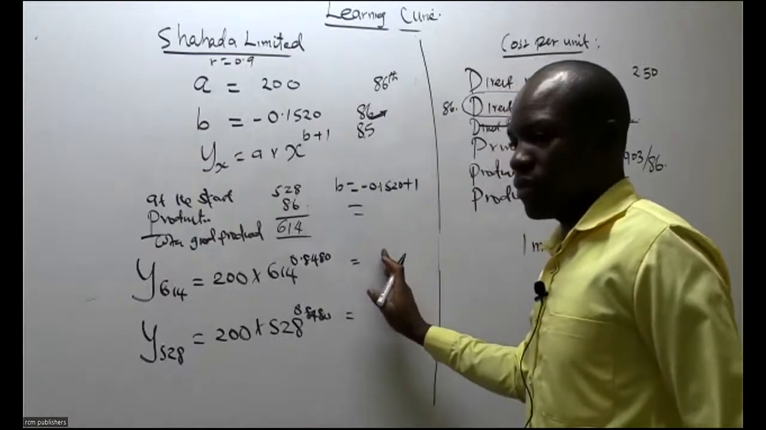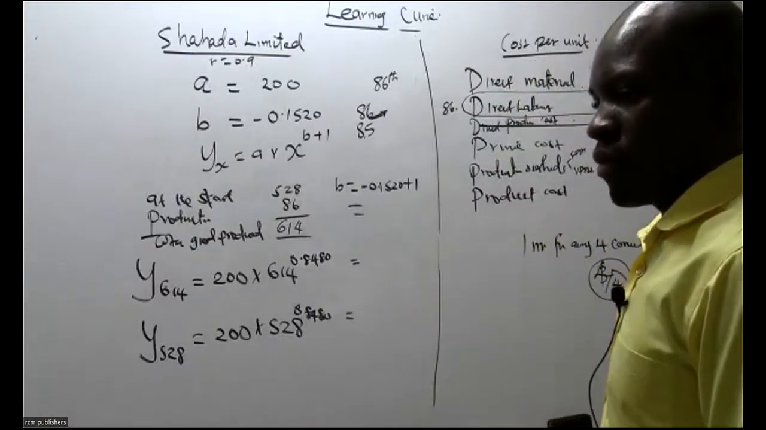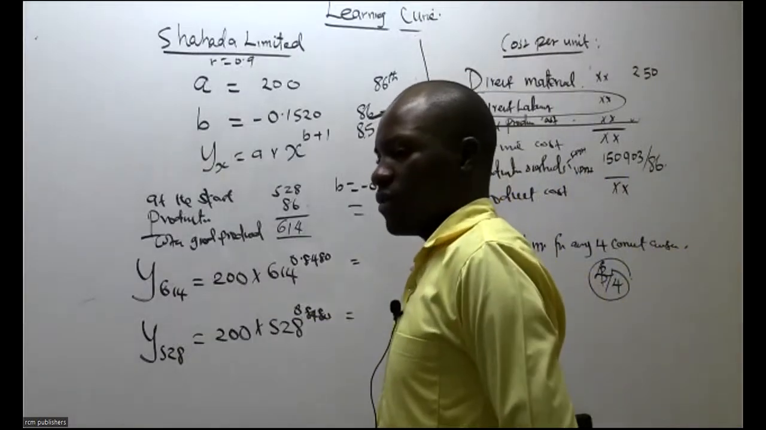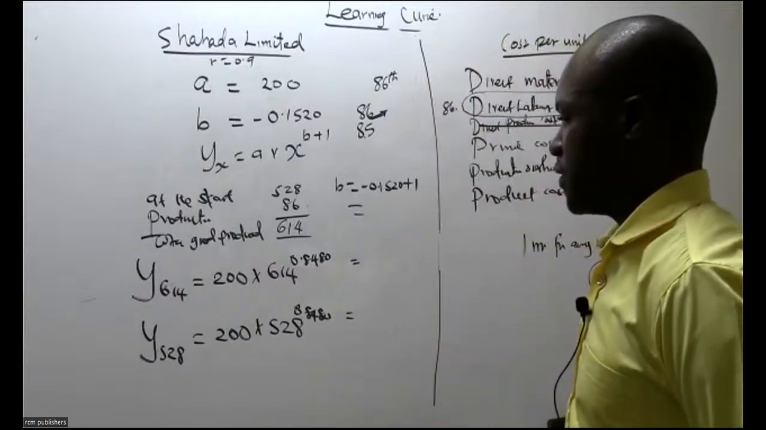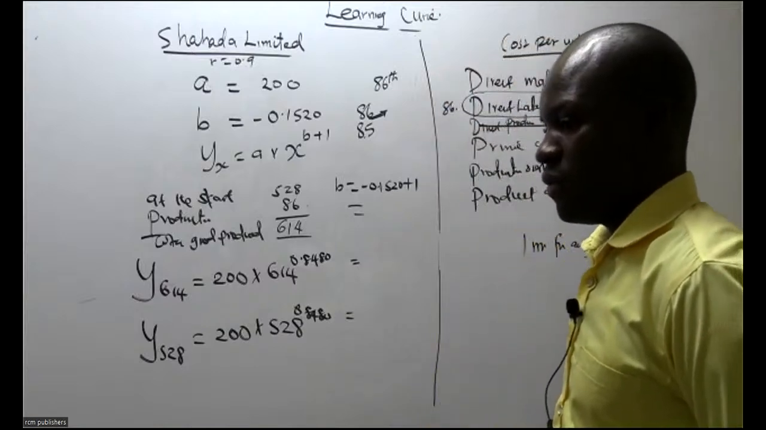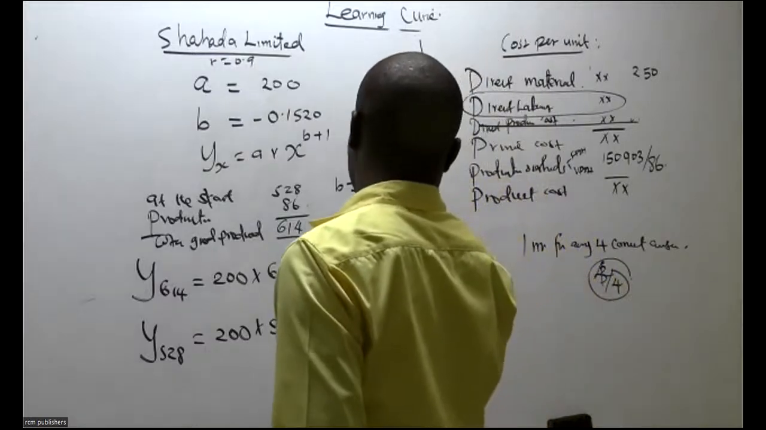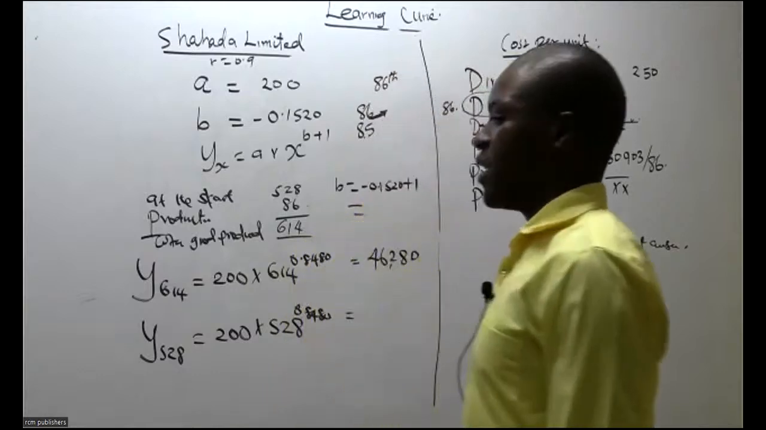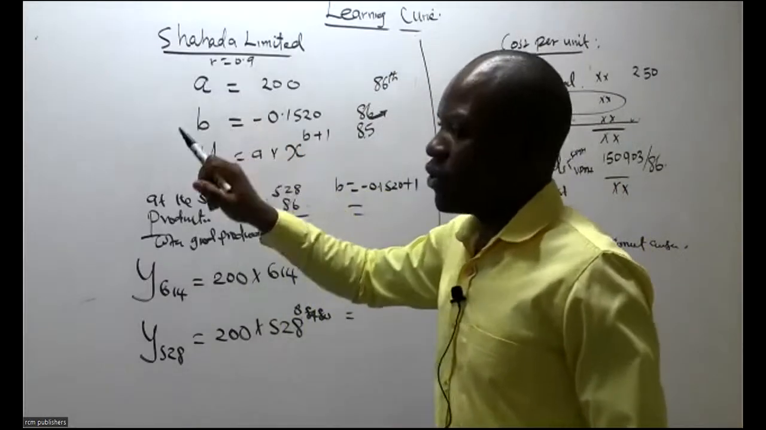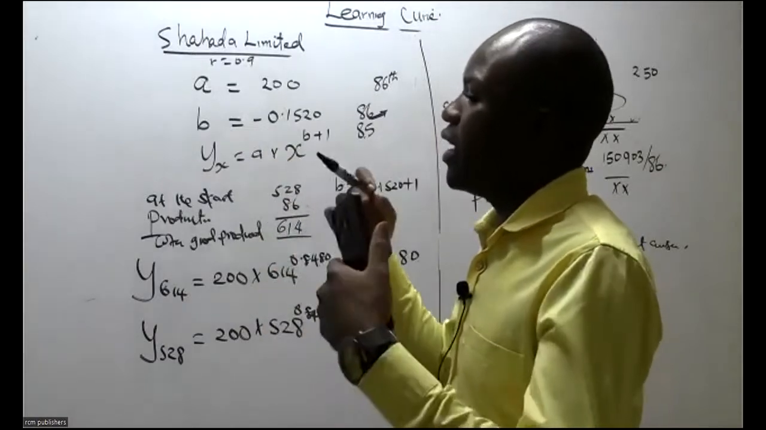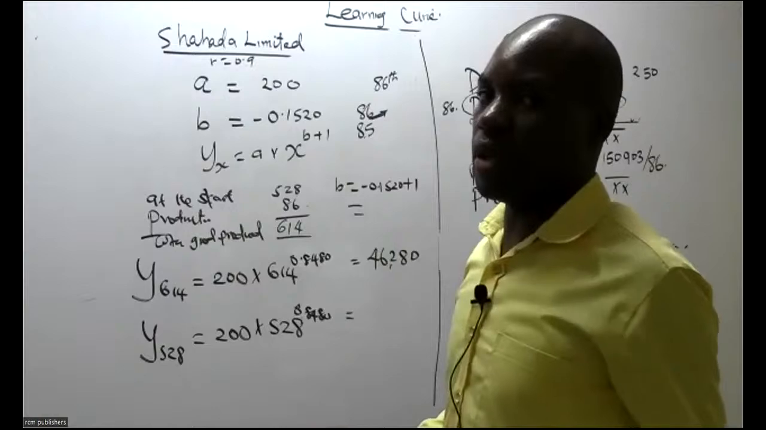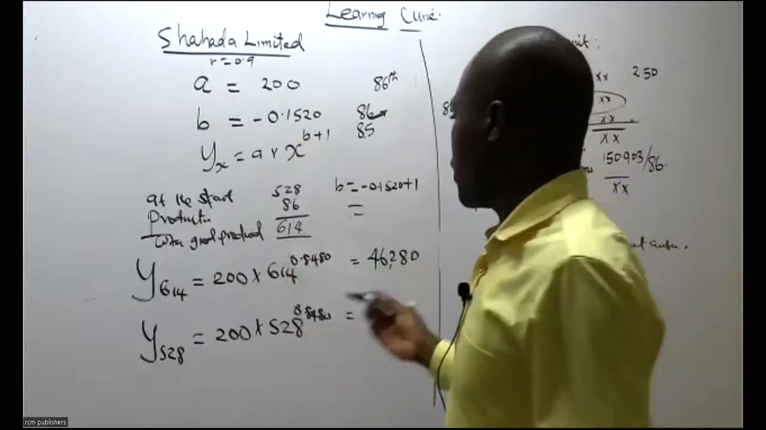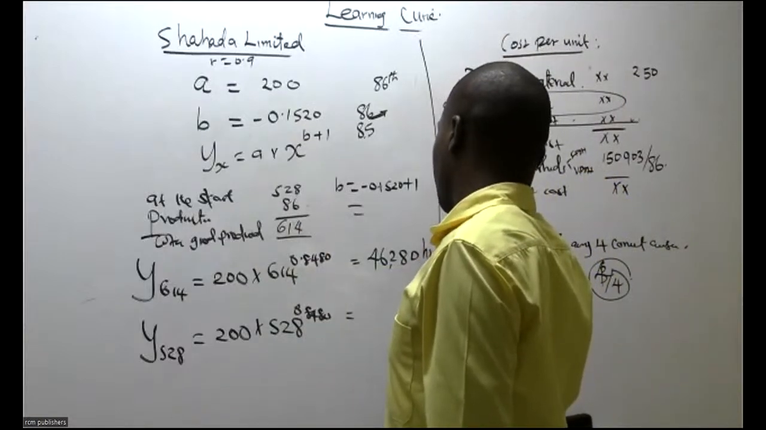Give me the totals here. For the first 614, how much do we have? 46,280. And I want us to be very, very keen. In the other question which we just did up there, we were given the labor cost per unit. Here, we were given the labor hours per unit. So this one here will not be shillings, but hours.